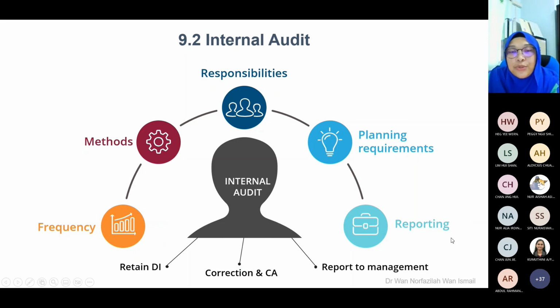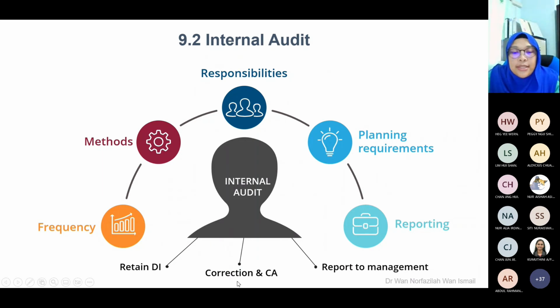And last one, you need to do reporting. After internal audit finish, all the auditor need to come up with reports of audit, of internal audit. What are their findings? And that one is under reporting. So for this internal audit, you are required to retain the documented information. So one of the documented information for internal audit is the internal audit report.